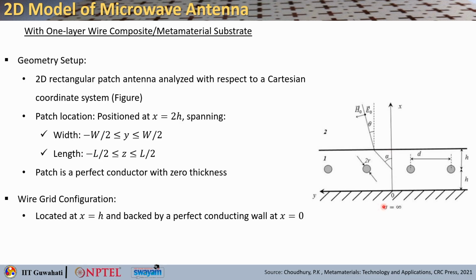Now the wires are considered to be non-magnetic. This is the metallic wire grid. They are non-magnetic metallic wires, and the grid is located at a height of x equals h. So this is the height. Each wire has a diameter of 2r. It is backed by a perfect conducting wall that you can see here at x equals 0.